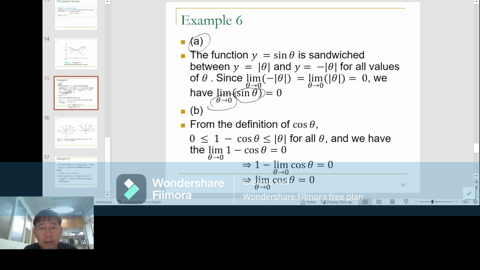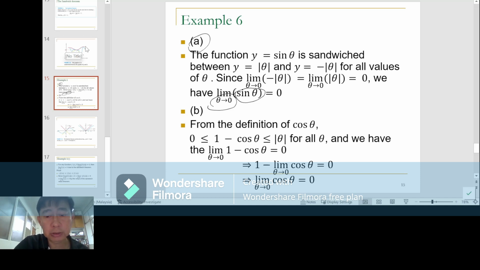But the purpose here is not really to find only the value of the limit of sine theta at 0, but to prove it, right? How do you prove that this is so? It is best to illustrate this example by using the sandwich theorem.